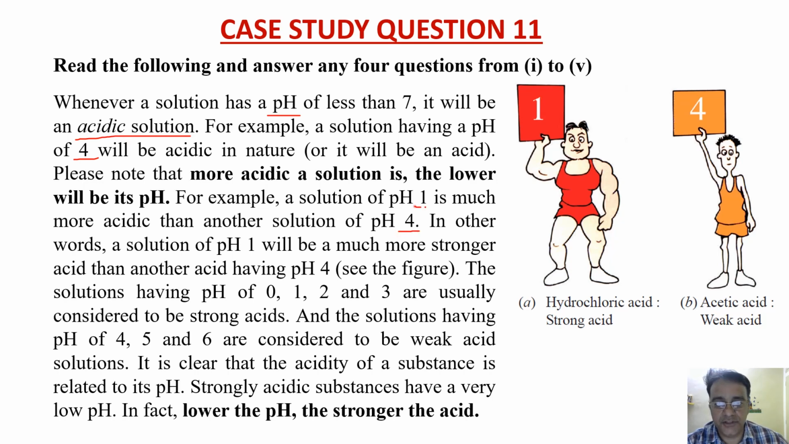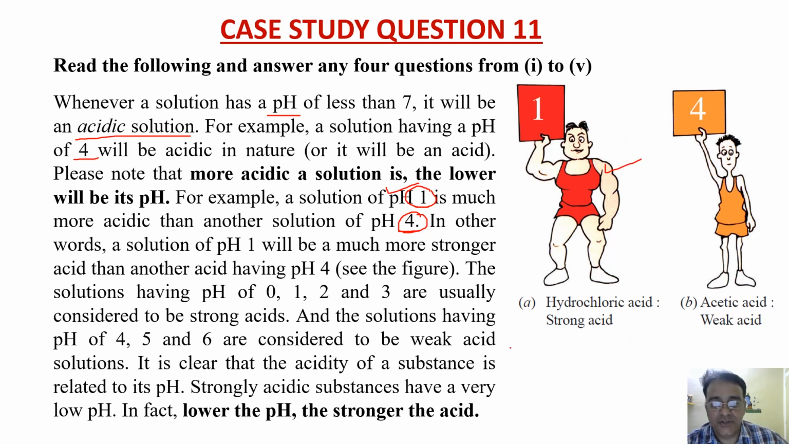So ये दोनों solution acidic है, acid होगा, because this pH value is less than 7, but this pH value is very much less, so this is the stronger acid. In other words, a solution of pH 1 will be a much stronger acid than another acid having pH 4. See this figure. In this figure, 2 cartoons are there, 4 value and 1 value. You can see and identify that he is stronger than this guy.